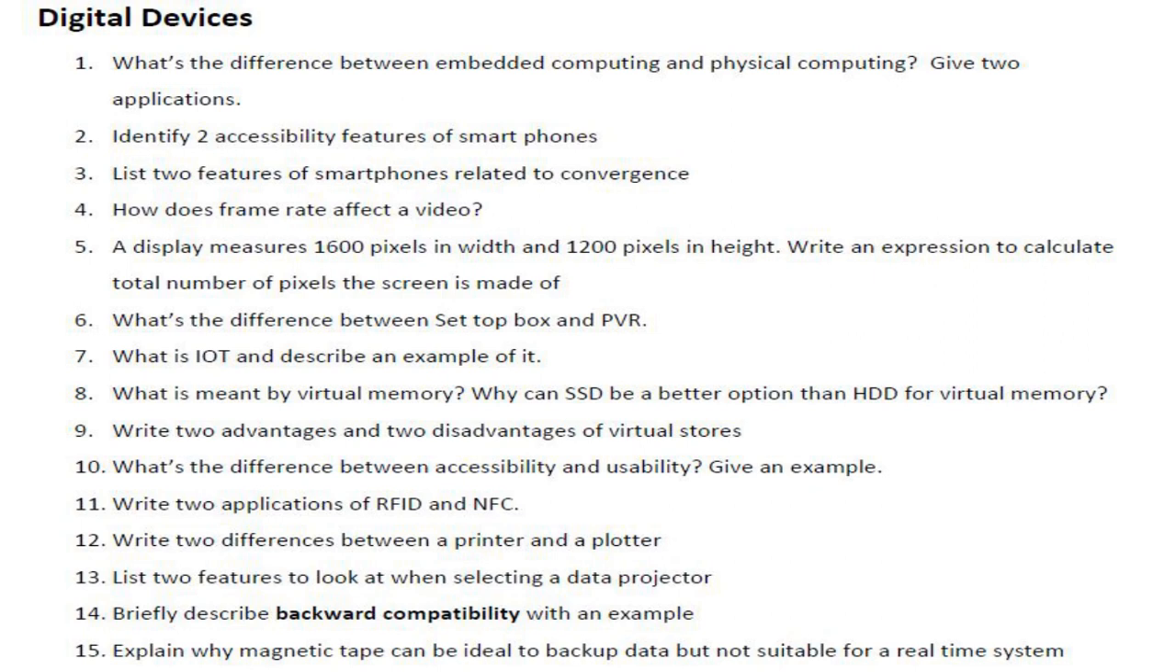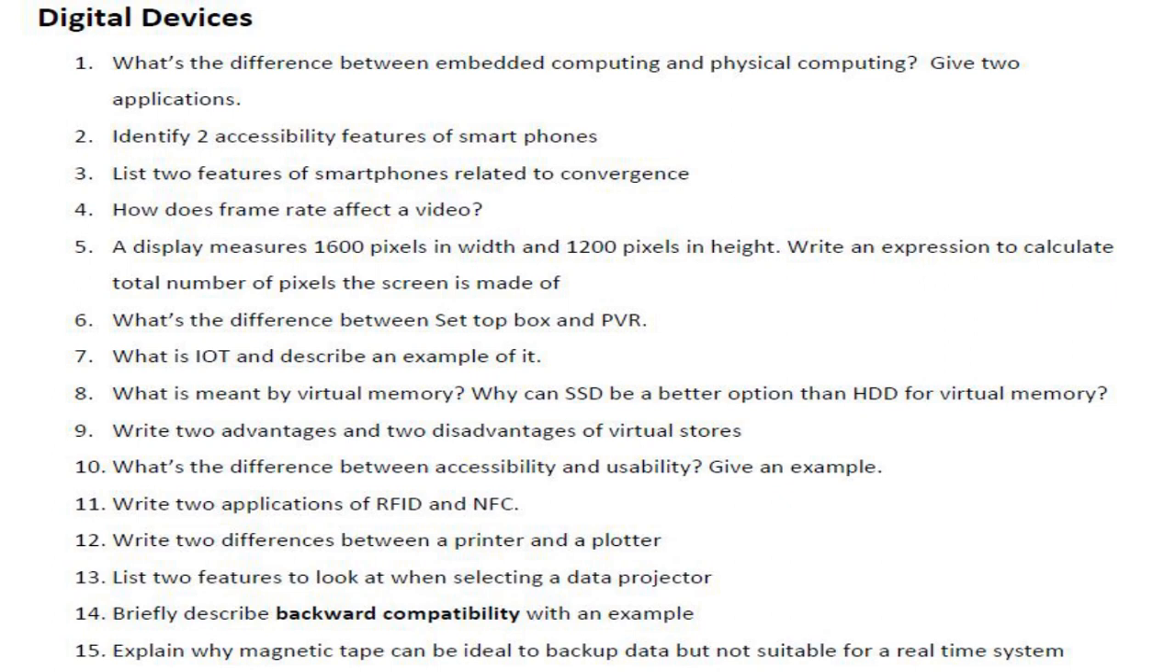List two features of smartphones related to convergence. Now, convergence is when devices develop in technology, they adapt each other's functions, and ultimately we cannot differentiate the two devices. For example, the digital camera and camcorder. So this effect is called convergence.